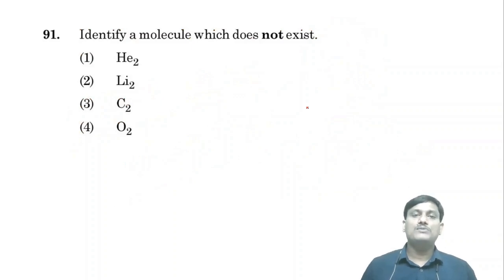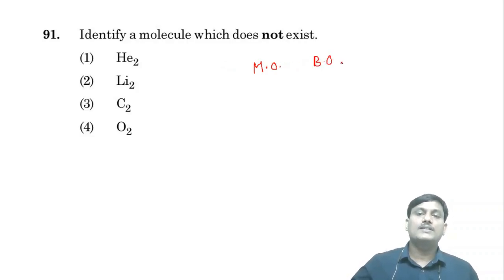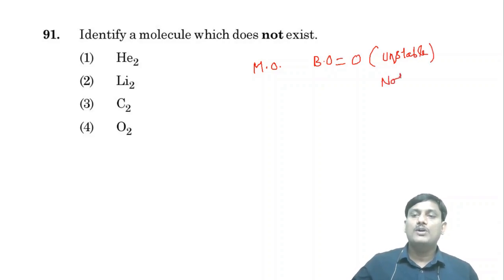Identify a molecule which does not exist. See, according to molecular orbital theory, if the bond order, meaning the number of bonds between two atoms, is equal to 0, the molecule is highly unstable, and the molecule does not exist.